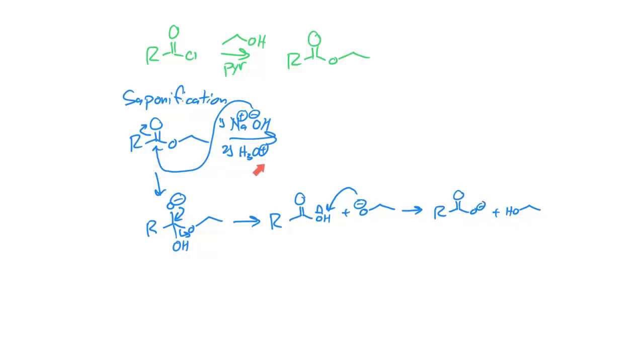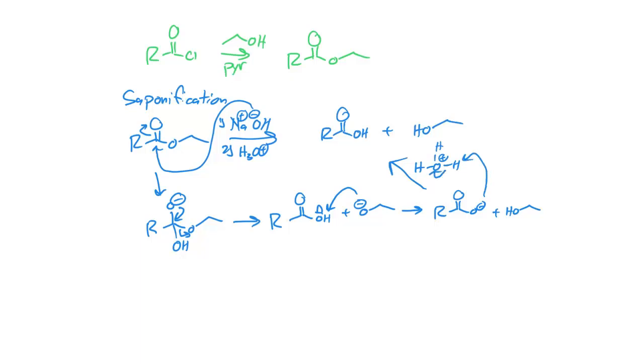That's where the second step is important. We add mild acid just to protonate this O and produce our desired neutral carboxylic acid product. So mild acid just provides a proton in this proton transfer step.